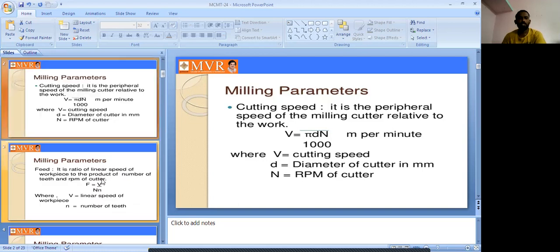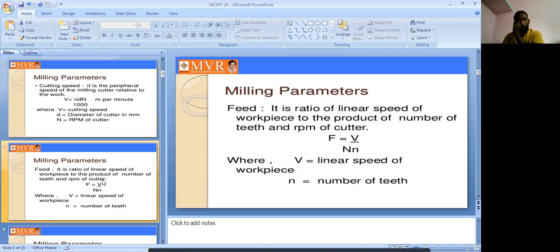Next, let us see what the feed is. Feed is defined as the ratio of the linear speed of the workpiece to the product of the number of teeth and the RPM of the cutter. So the speed of the workpiece is divided by the number of teeth times the RPM of the cutter. The teeth RPM is nothing but the speed of the cutter. That is called the feed.